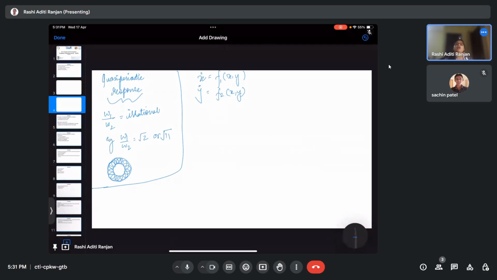So first thing was to find the fixed point. How do you find the fixed point? You'll put x dot equals 0, you'll put y dot equals 0, and then you'll get the equations from which you can find the fixed point. First thing. Second thing, what about the stability?